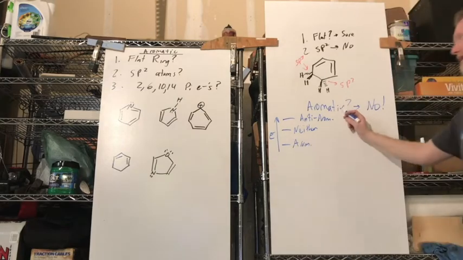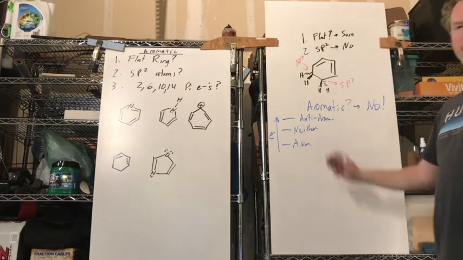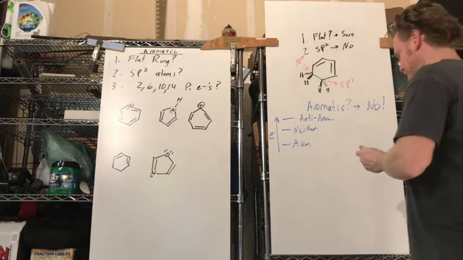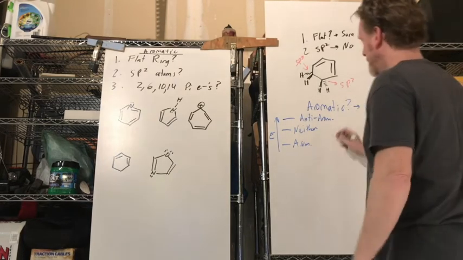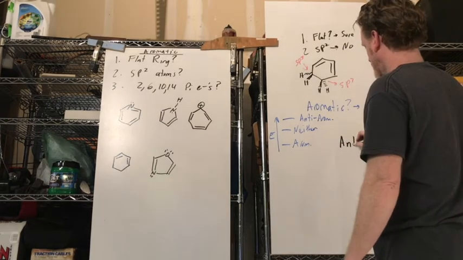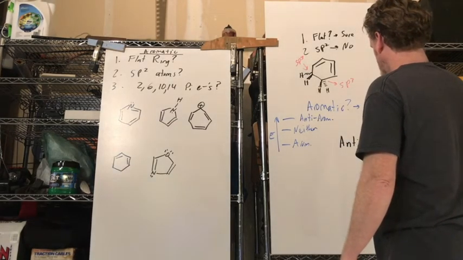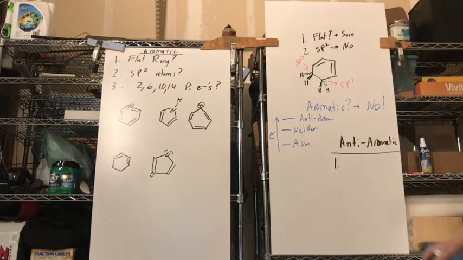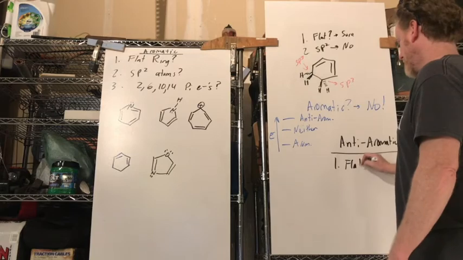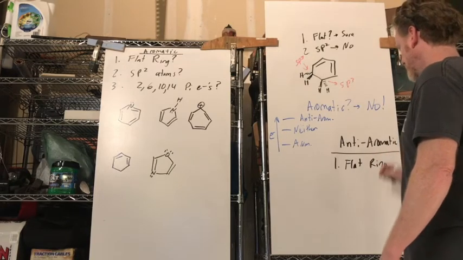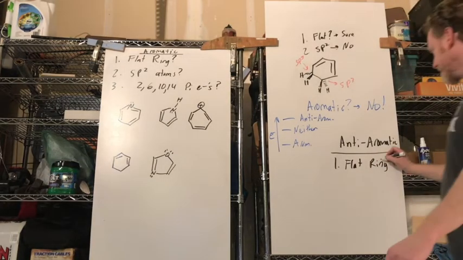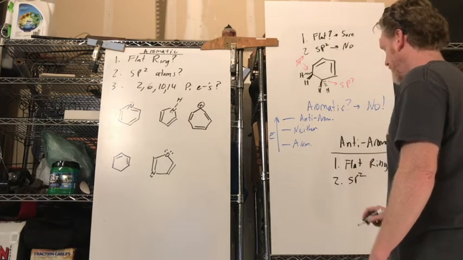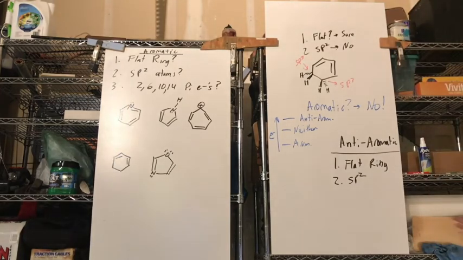So we know it's not aromatic. Is it neither or anti-aromatic? Let's figure that out. We have to know, basically, what makes something anti-aromatic. This is what it is. To be anti-aromatic, you have to be a flat ring. Easy, same as aromatic. To be anti-aromatic, you have to be sp2 all the way around the ring. All the atoms, just like aromatic.